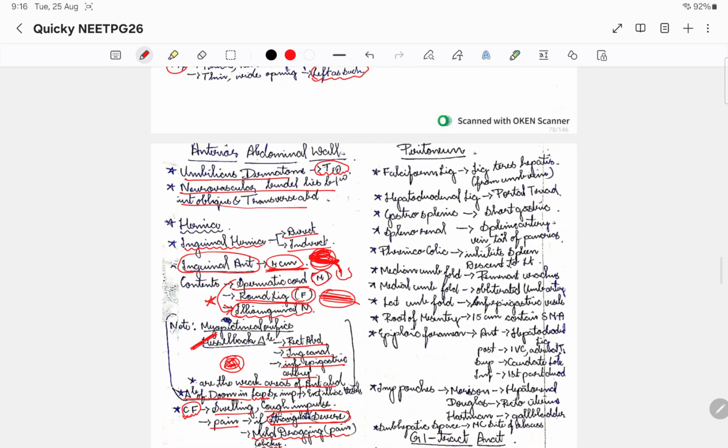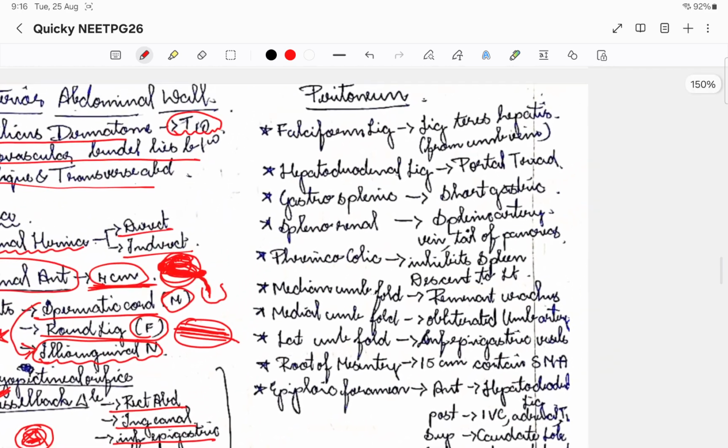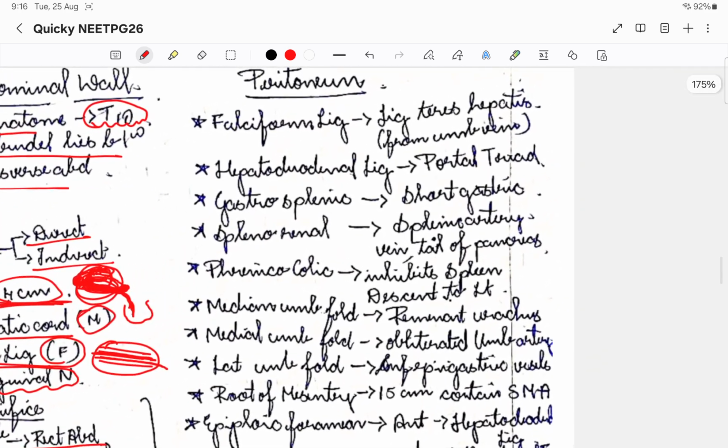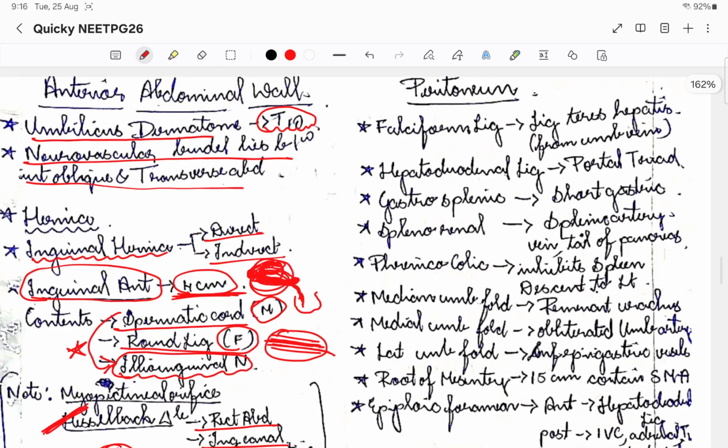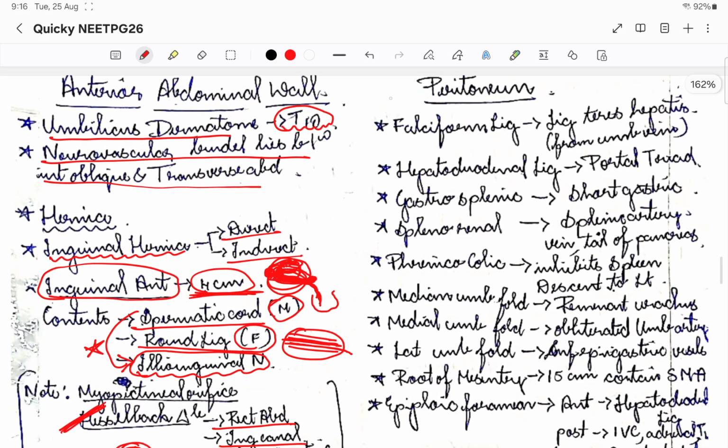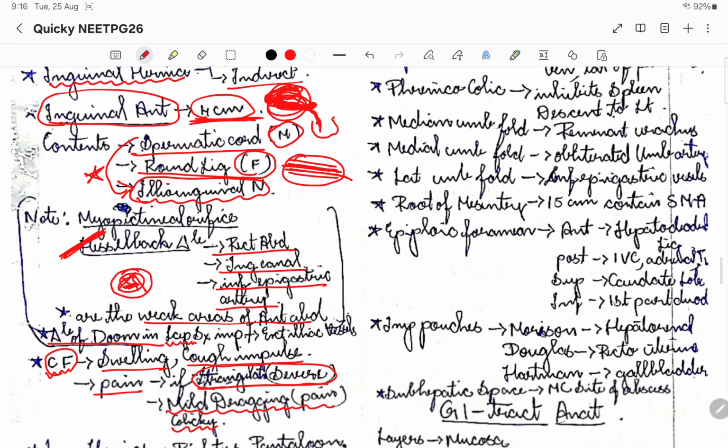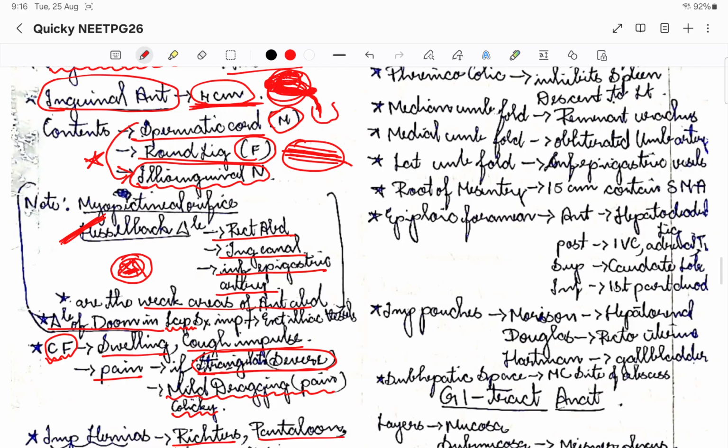Now coming to peritoneum. The anterior abdominal wall is done, so now we'll go on to the peritoneum. There are certain ligaments that are very important. Please go through this table. There is nothing for me to teach here, this is all memorizable stuff, so please go through these ligaments.